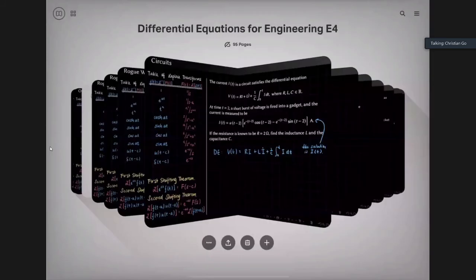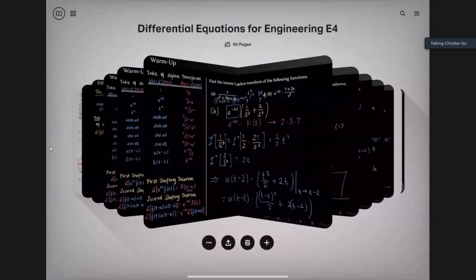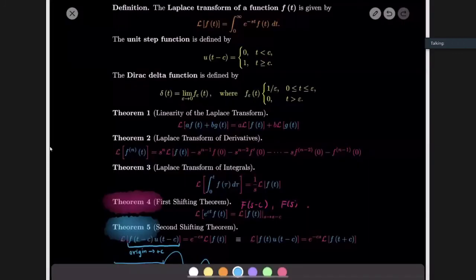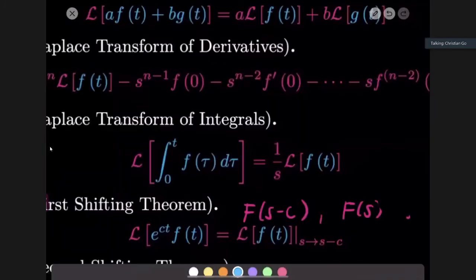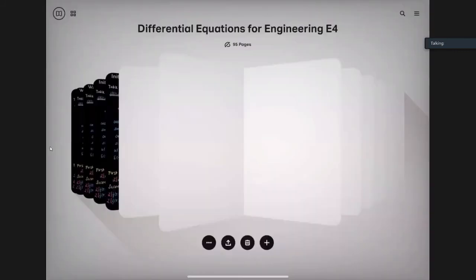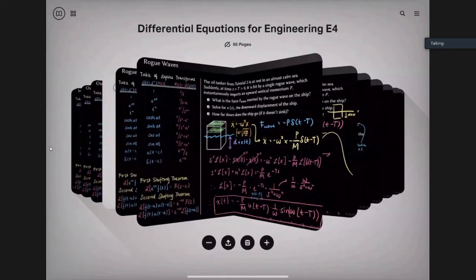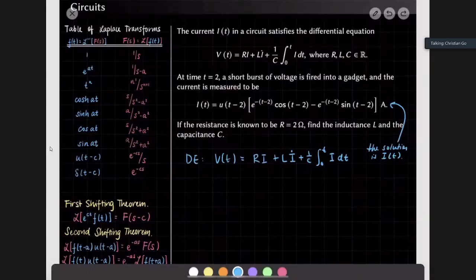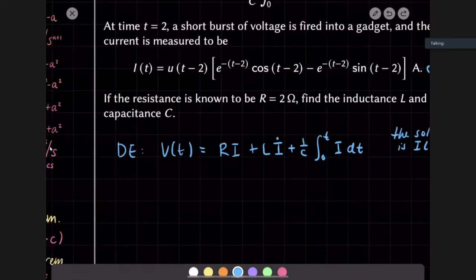If we go back to our first page today, there's a very nice rule that tells me that I can easily take the Laplace transform of an integral. The moment you see an integral in your differential equation, this automatically calls for the Laplace transform. So we're going to have to Laplace the DE. I also need to Laplace the left-hand side, the voltage.